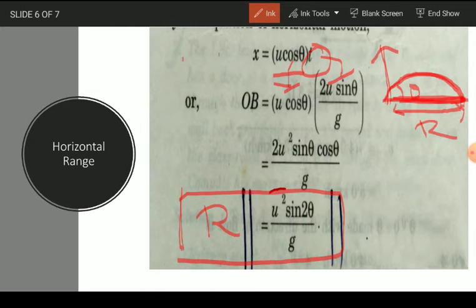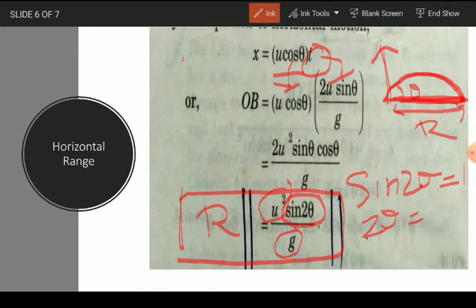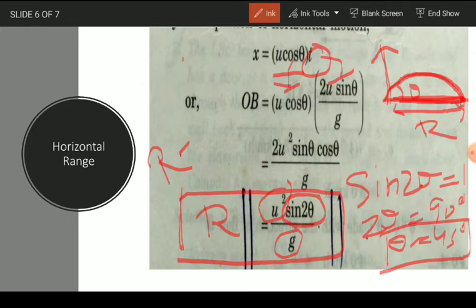So we can see that u is constant, g is constant for our case, and only sin 2 theta is variable, and for maximum range the value of sin 2 theta should be maximum, and the maximum value that a sine can take is 1, and the solution of sin 2 theta equal to 1 is 2 theta is 90 degrees and theta will be 45 degrees. So if we project a projectile at theta equal to 45 degrees, it will attain maximum horizontal range, and the maximum horizontal range will be u square over g.